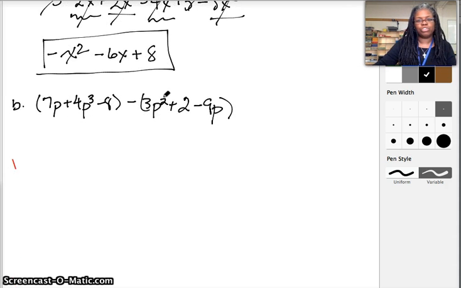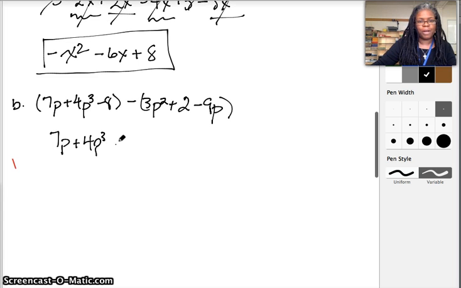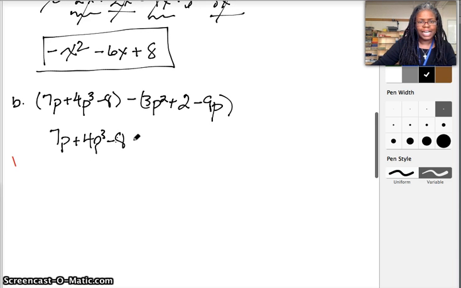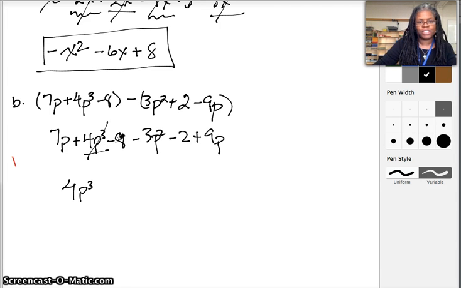So again, I'm going to distribute through. As I look at 7p plus 4p to the third power minus 8, I'm looking at this as minus 3p squared minus 2, distributing that negative through, plus 9p. And again, joining like terms together, it's like a party in a textbook. We only have 4p to the third power. It's alone by itself. That's the only third power term that I have, but I do have a second degree term, which is this guy and only one. So it becomes a minus 3p squared.